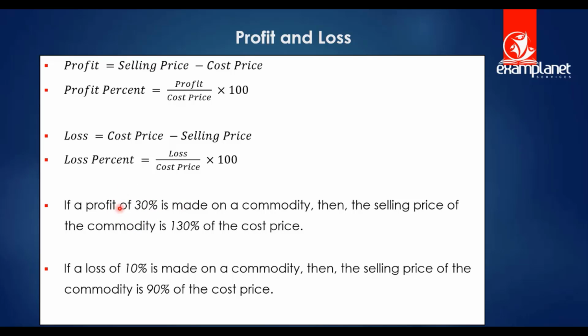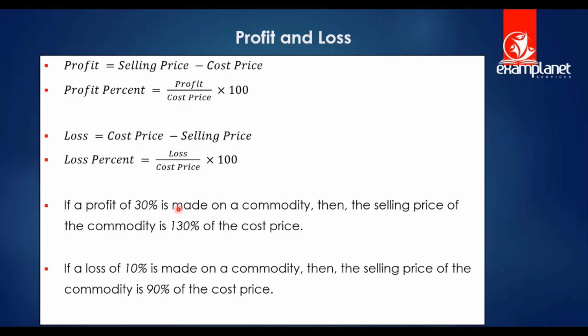So if a profit of 30% is made, the cost price on its own is 100%. Making a profit percent means you have made a particular percent of your cost price as your profit, meaning you have added to your cost price. Making a profit of 30% means we now have an extra 30% on our cost price, which means we have a total of 130%, and that is what will be our selling price. So the selling price will be 130% of the cost price.